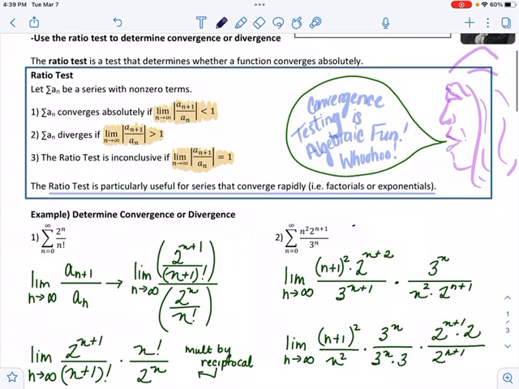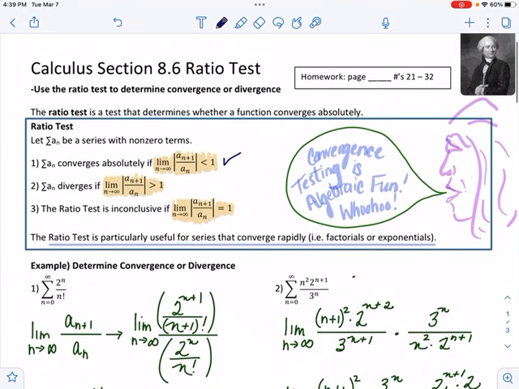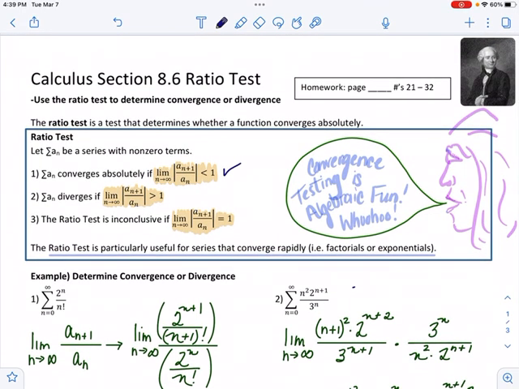For step 1, if it's a series of non-zero terms, then if the limit of the ratio a sub n plus 1 over a sub n is less than 1, then the series converges. If it's greater than 1, the series diverges. If it's equal to 1, then it's inconclusive as a test. The ratio test is particularly useful for a series that converges rapidly, such as those involving exponents, factorials, nth powers, or things like that.